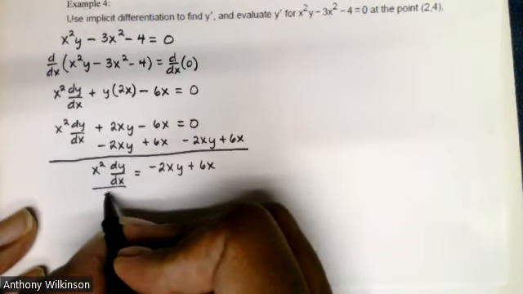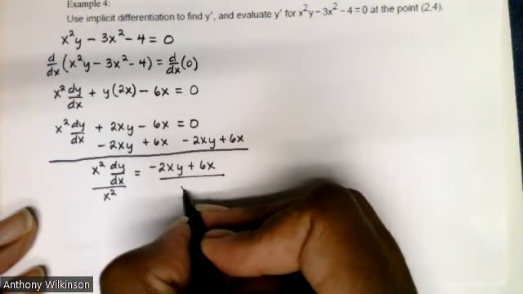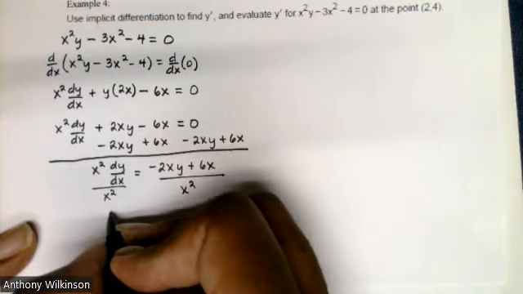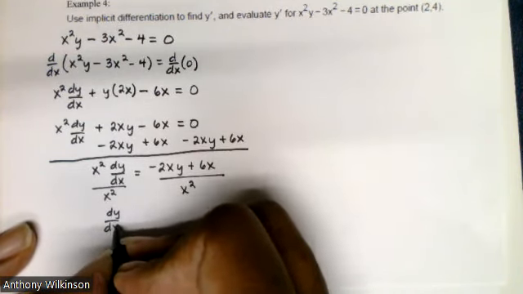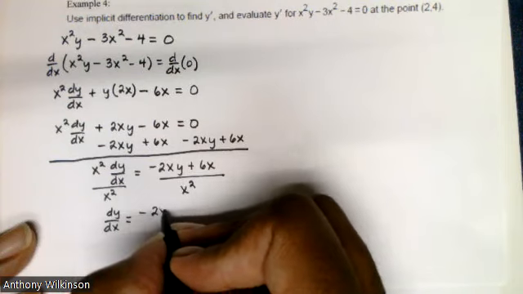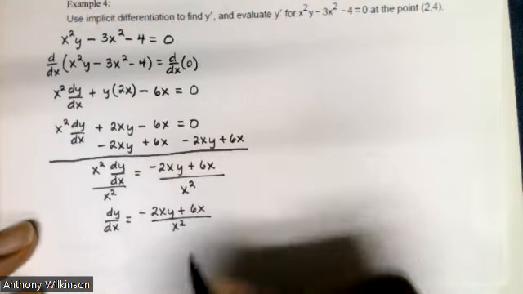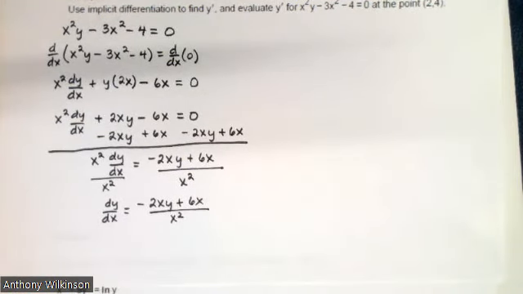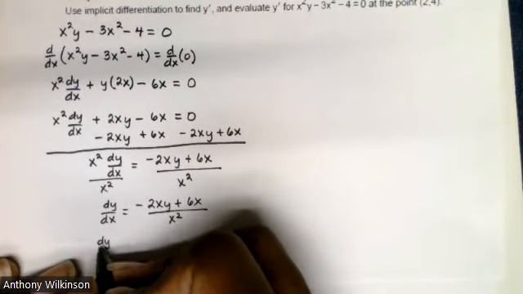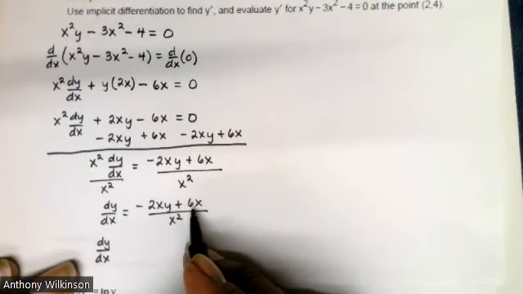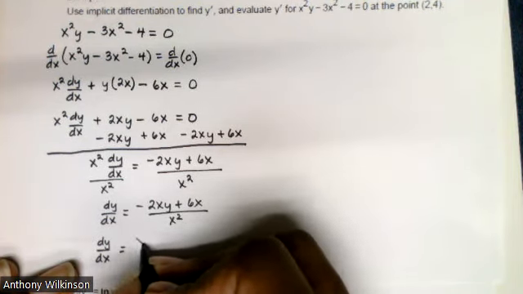And if I divide both sides by x squared, so I can get that dy dx by itself, that will mean dy dx is equal to negative 2xy plus 6x, all that divided by x squared. And here's what I can do here. I can factor out the x in the numerator, because notice in negative 2xy and plus 6x, there's a common factor, which is your x. I can factor out the x.